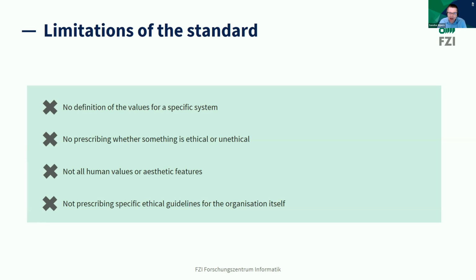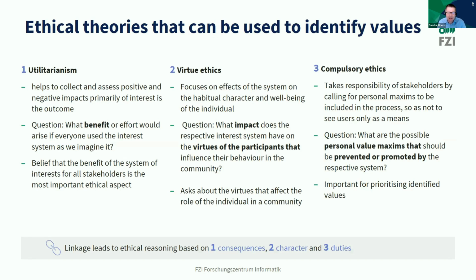They are doing it by describing 3 ethical theories that can be used by yourself to identify ethical values. I just linked the 3 theories for time constraints. I would not go too deep in that theories. The general idea is that you have some leading questions, for example, like what are the possible personal values, maxims that should be prevented or promoted by the respective system that you could answer and could help you to find the ethical values and then follow the consequences and the duties.